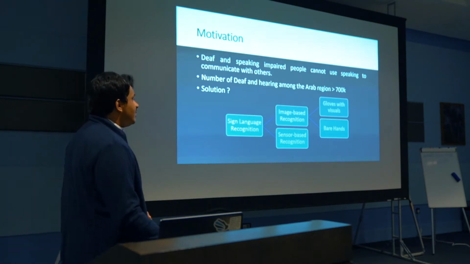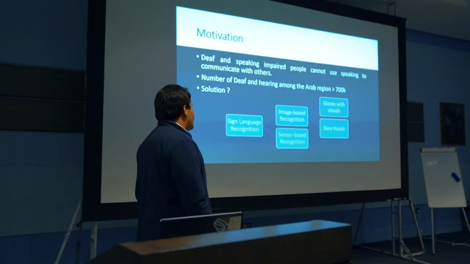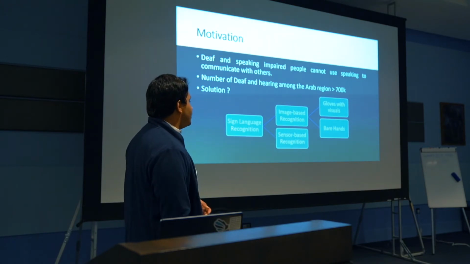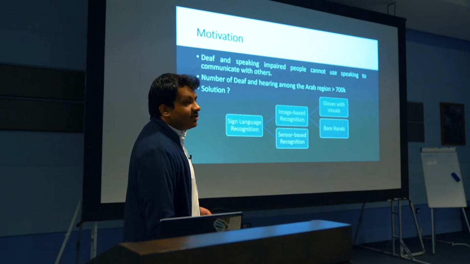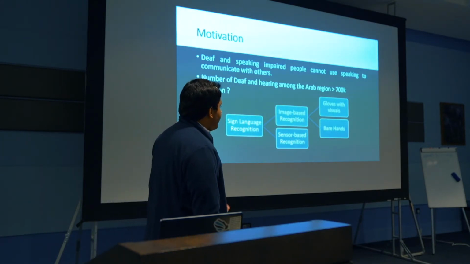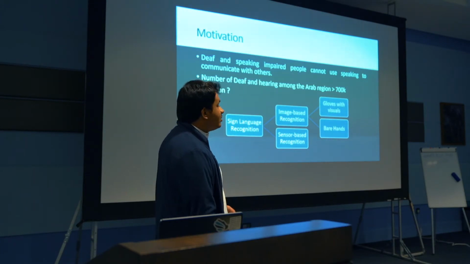Based on what I've seen, mainly there are two ways: image-based recognition and sensor-based recognition. Most people worked on sensor-based recognition, but it's not really that convenient. On the other hand, we have image-based, which is, I guess, still under research.